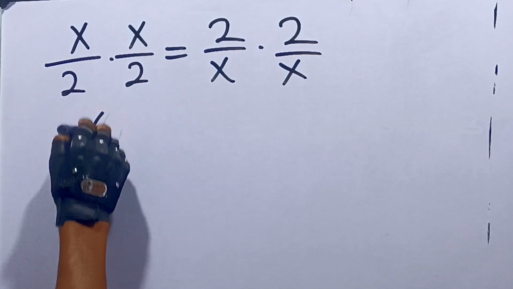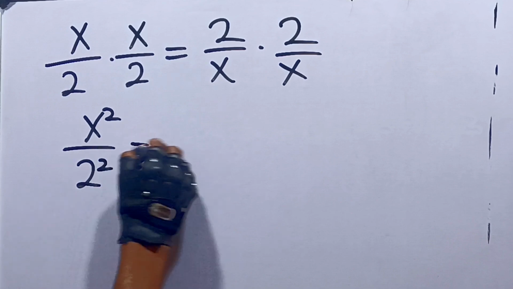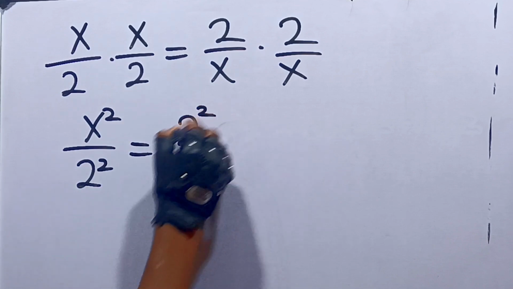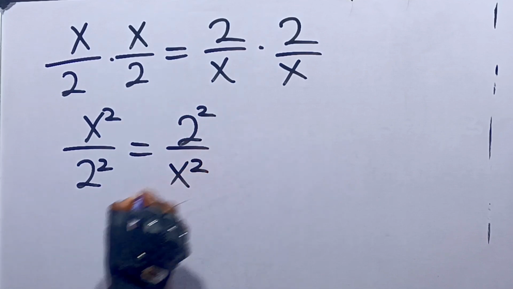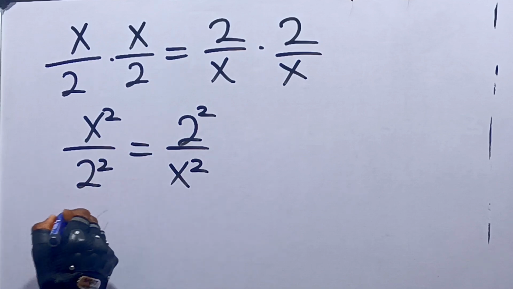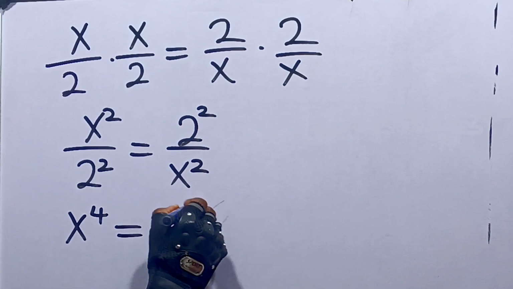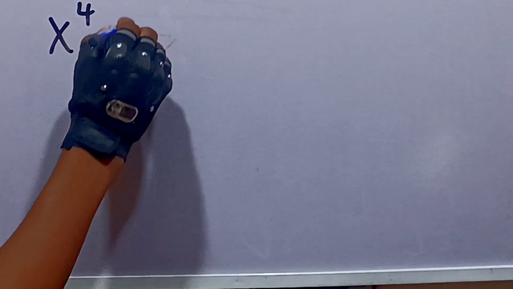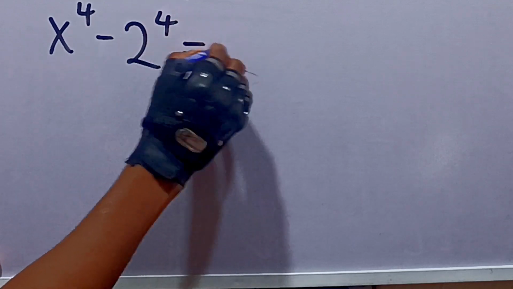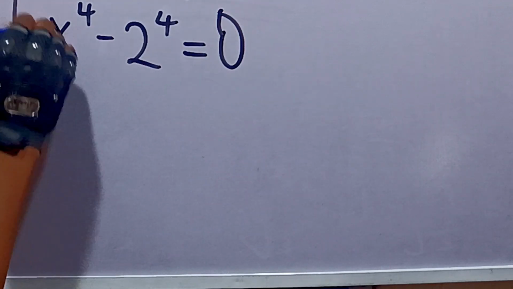So this is equal to x squared over 2 squared, okay? To be equal to 2 squared over x squared. Now we can cross multiply by multiplying this by this and this by this. We have that this is x raised to power 4 to be equal to 2 raised to power 4. Okay, we're going to have that x raised to power 4 minus 2 raised to power 4 will be equal to 0. Okay, so we got that from here.